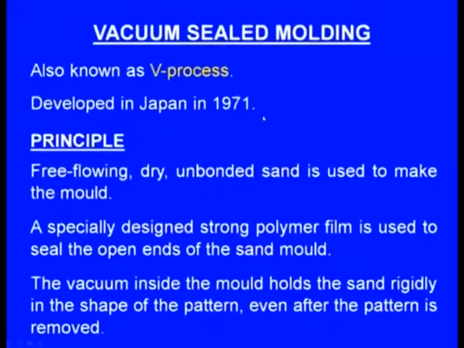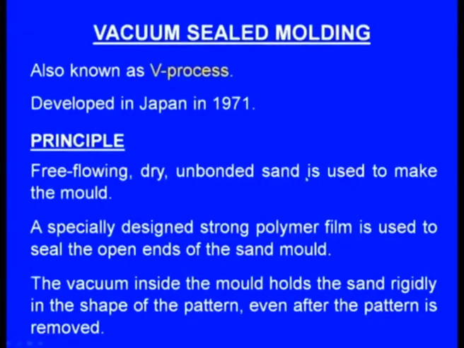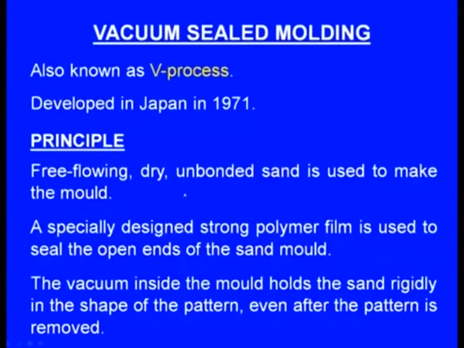And what is the principle in this molding process? Free flowing dry unbonded sand is used to make the mold. This is a special characteristic of this process. In the conventional sand casting process, we prepare the sand by mixing the base sand, moisture, clay and some other additives. These are the ingredients of the conventional molding sand, but here free, dry and unbonded sand is used to make the mold, with no moisture, no clay and no additives.